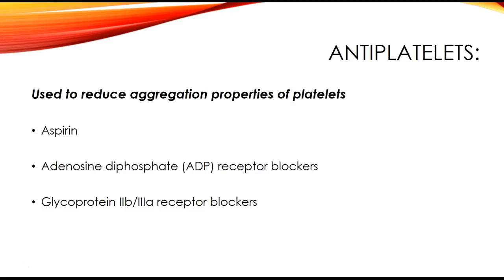Okay, we're now going to switch gears to antiplatelets. These are used to reduce the aggregation properties of platelets. So our main three are aspirin, adenosine diphosphate or ADP receptor blockers, and our final one are glycoprotein 2B3A receptor blockers.